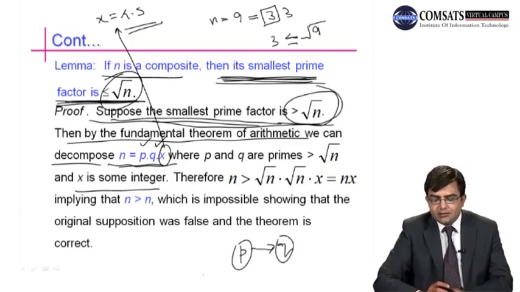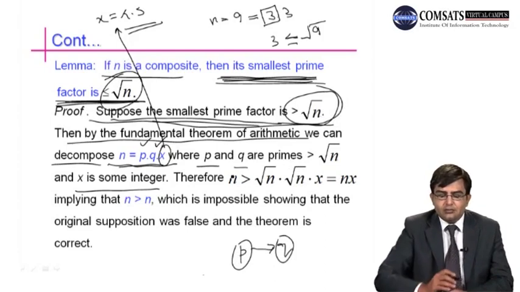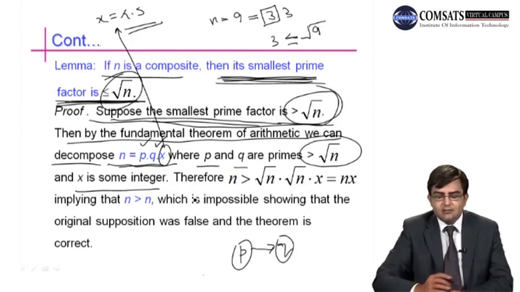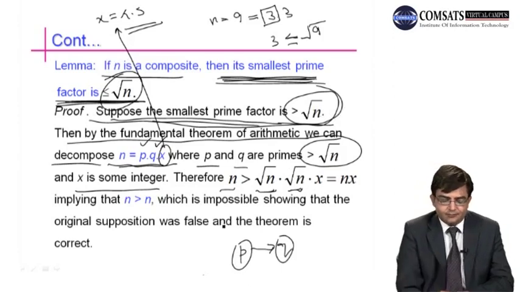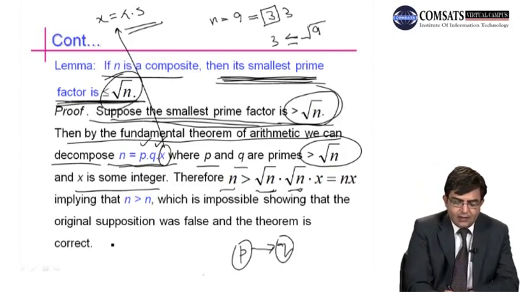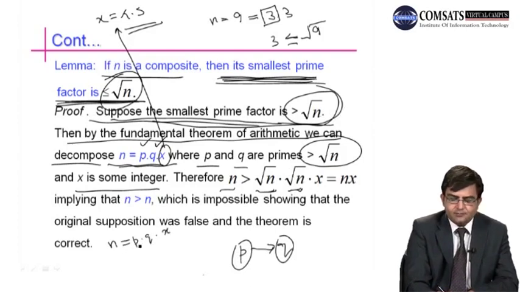square root of n. So p and q, if they are prime, then they must be greater than square root of n. So therefore we can write n is greater than square root of n into square root of n into x, because here n is equal to p into q into x, and p is greater than square root of n. If we replace p by square root of n and q by square root of n, then n must be greater than this. x remains the same.